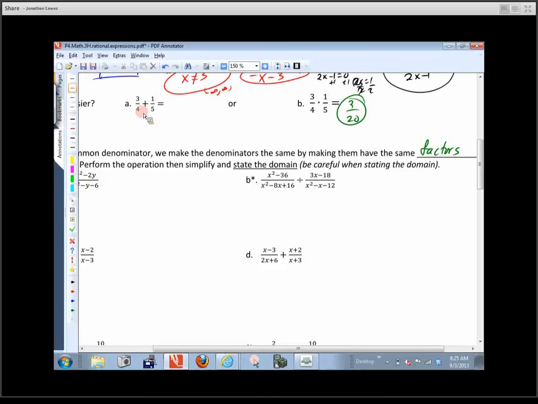So here's what I do. I take 3/4 plus 1/5, and I need to make those the same. I need a factor of 4 over here, so I'll multiply the top and bottom by 4. What factor do I need over here? I need a 5, so I'll multiply the top and bottom by 5. So here's what we've got. I've got 15 over 20 plus 4 over 20. So put those together. 19 over 40.